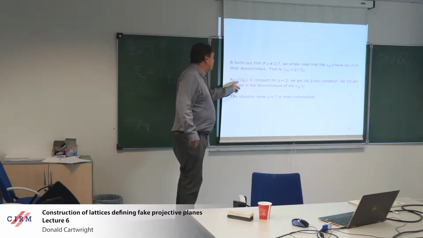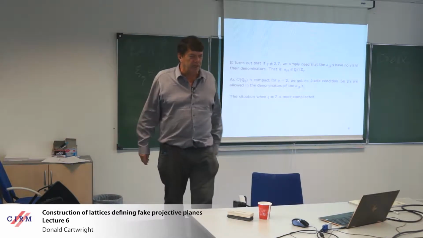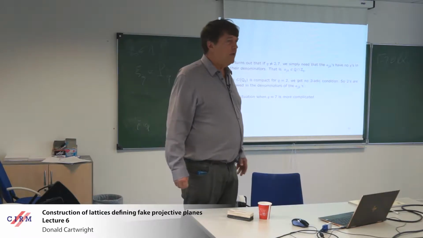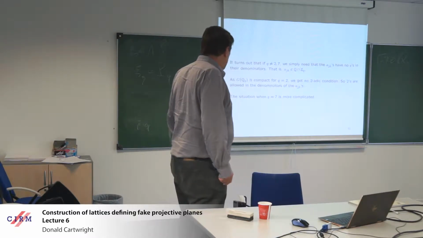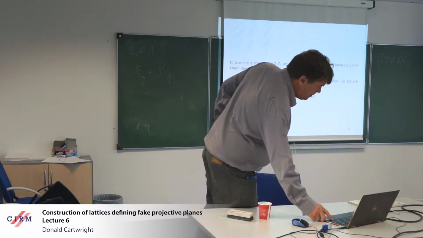So when q is 2, this is compact, and so there's no condition in the two-adic place, and 2's are allowed in the denominator of the ajk's. So now I want to stare at the case q equals 7.